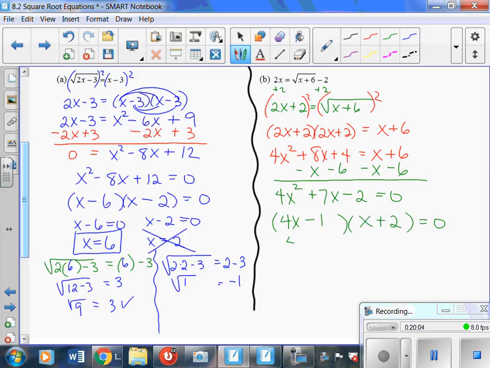So my answers turn out to be 4x minus 1 equals 0, 4x is equal to positive 1, and x is equal to 1/4. Here I have x plus 2 is equal to 0, and x is equal to negative 2. So I'll wait just a second, give you a little bit of time to write that down. And then we're going to go on and check them.